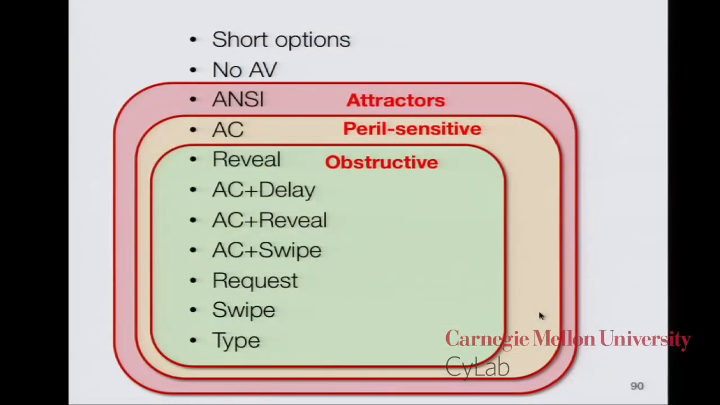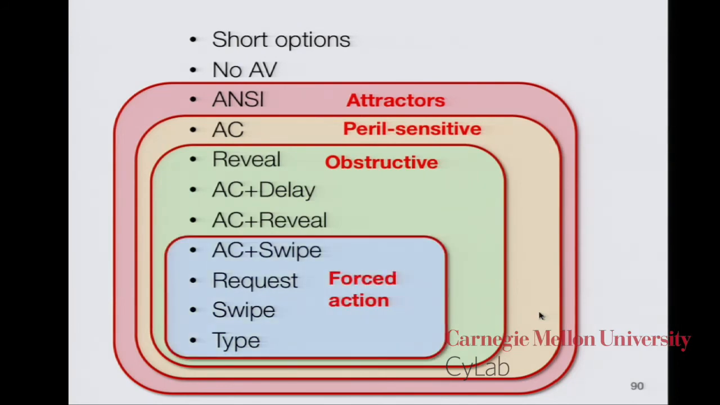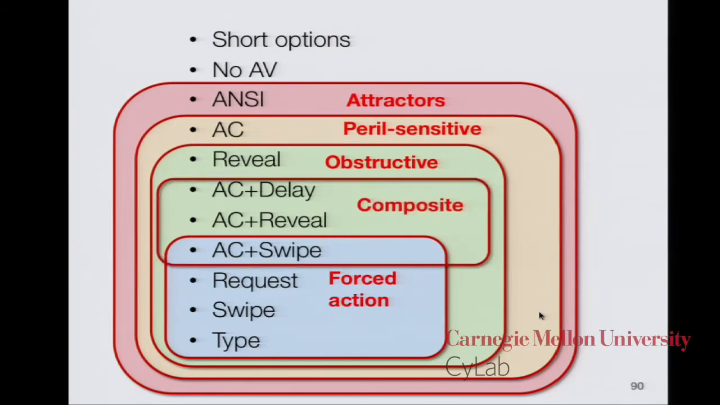And so peril sensitive. Now some of them are also obstructive. So it turns out the animated connector one, you can actually go ahead and install while it's still animating. The rest of them, we actually locked it down. So until it had finished doing something, you couldn't install the software, so it was obstructive. Then we have some of them that had a forced action. So it wasn't enough to simply watch. You actually had to click on something or type something or do something before you could click install. And then we had our three composite attractors. So that's what we were testing.